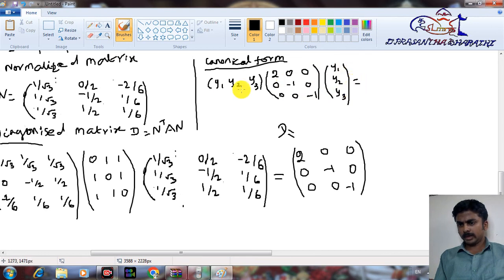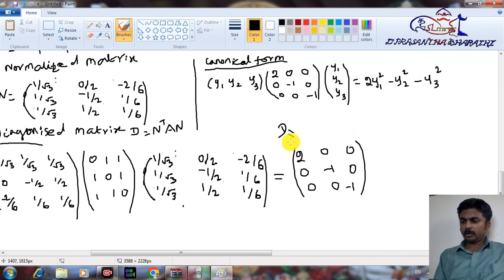We can simply multiply and write 2y1 square. See, the result is 2y1 square minus y2 square minus y3 square. So this is our canonical form.